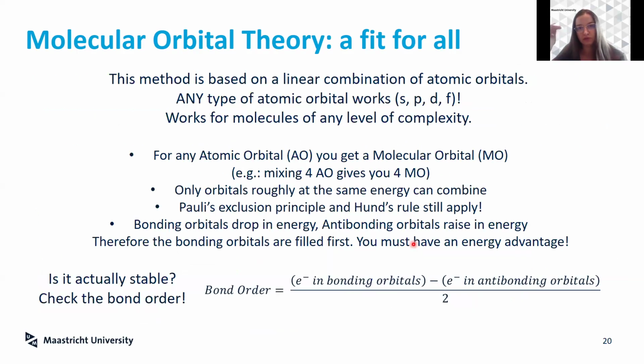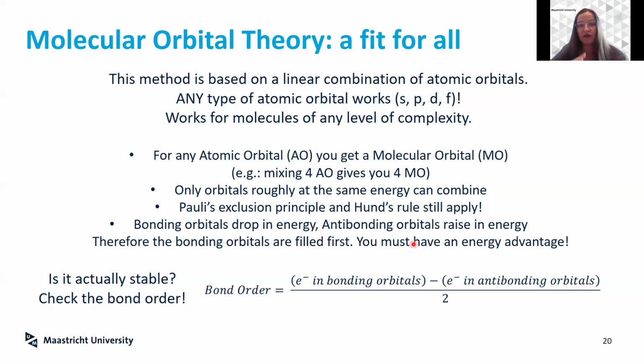So how do we do the combinations? This is really a linear combination. So you take all the atomic orbitals, and you combine them together according to a sequence of rules. Note that unlike hybridization, this will work for any type of atomic orbital, because every orbital can be treated as a wave function and every wave function can interact. So s, p, d, f at any level of n will work. And it will work for molecules of any level of complexity.